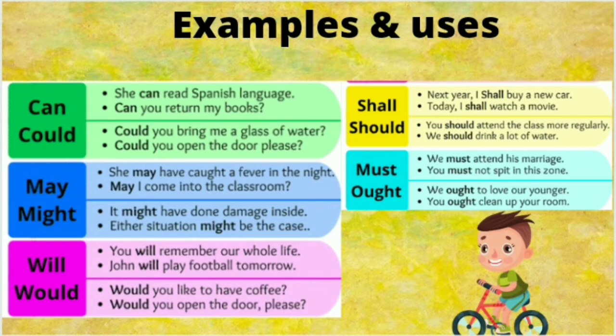If we talk about the next category, will and would, you will remember them our whole life. John will play football tomorrow, for future reference. Would you like to have some coffee? A polite request. Would you open the door, please? Shall and should. Next year I shall buy a new car. Today I shall watch a movie. It's a kind of future referring. Should, advice. You should attend the class more regularly. We should drink a lot of water.